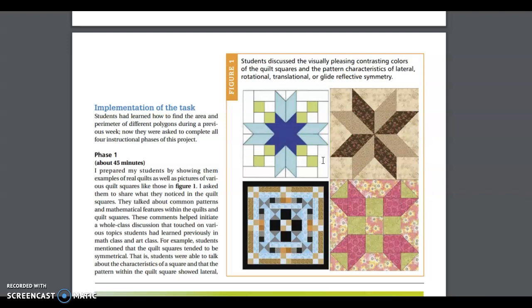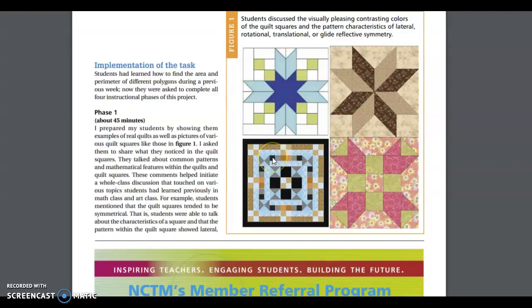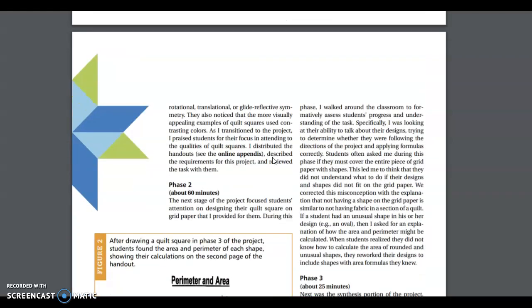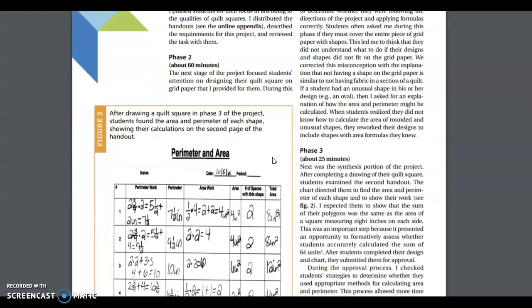They discussed the visually pleasing contrasting colors and patterns. They also noticed the quilt squares tended to be symmetrical. You can see some of the examples they looked at here in figure 1. And then phase 2 is the students start to design their own quilts.